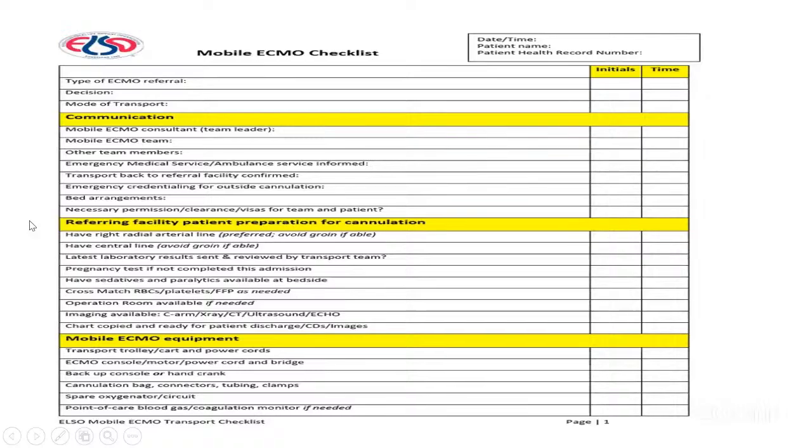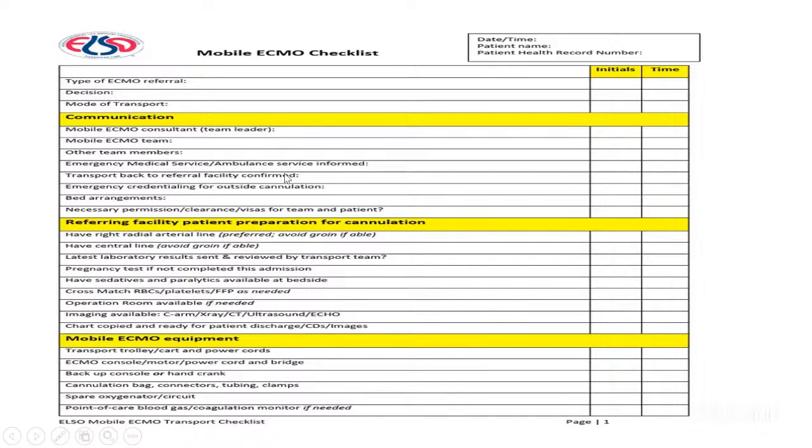So, the mobile ECMO checklist. This is a checklist for remote ECMO initiation. As I told you, there has to be clear-cut communication. The type of ECMO referral, whether it is a referral for VV ECMO or for VA ECMO, what decision you have taken, what ECMO you are going to put, and what the mode of transportation is, whether you are going to get the patient back by road or by air ambulance, that has to be decided. So these three things have to be decided. The team leader has to be decided, who are going to be the team members, and emergency medical services and ambulance services have to be informed.